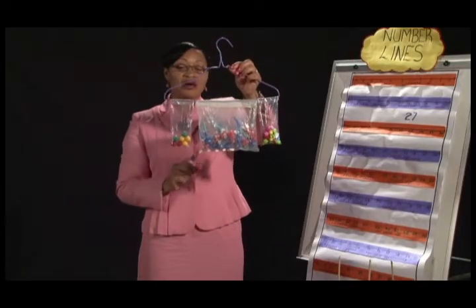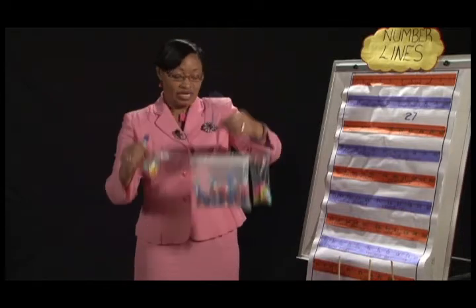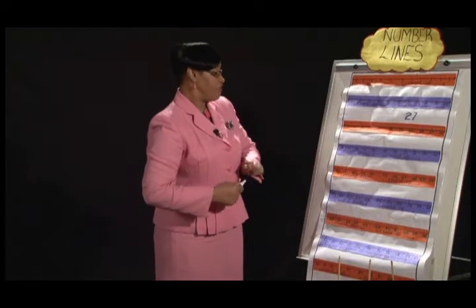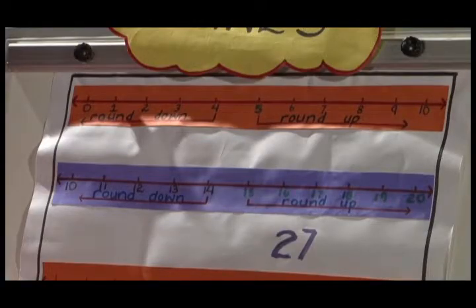Let's go to the other bag. In this bag, we have 7 objects. So we want to round the number 7 to the nearest 10. Remember what I said? We are to locate the 2 tens that the number falls between.